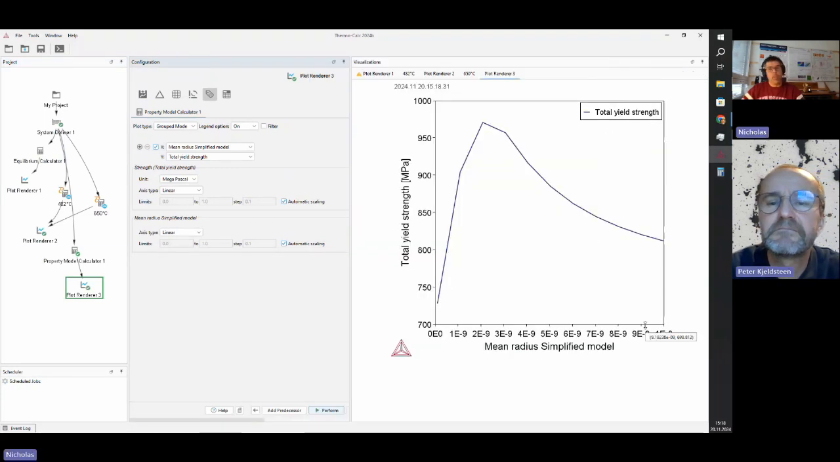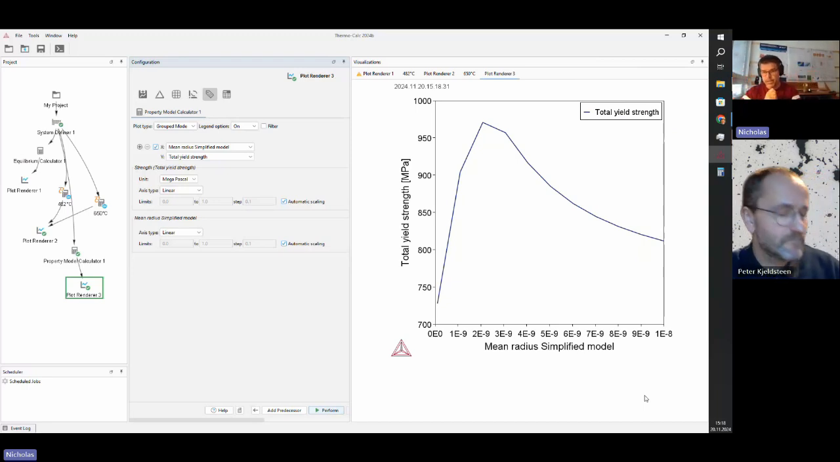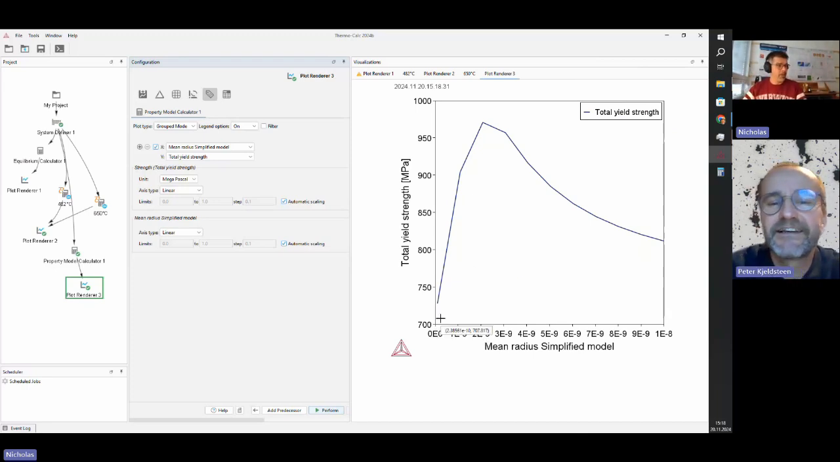Yeah. And that's what you get, right? Again, this is not calibrated, this is absolutely not calibrated, just using standard values. But you get the general trend, and I'm happy it worked. Actually, I was a bit nervous there. It's predicting a yield strength of roughly 700 megapascal, and then there's this maximum, exactly.